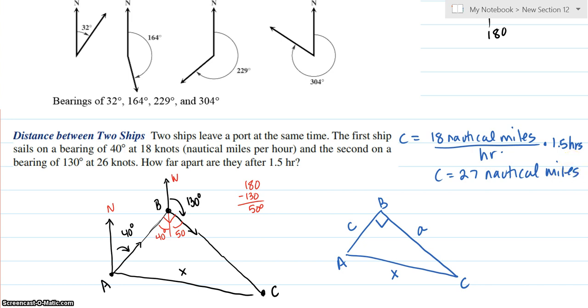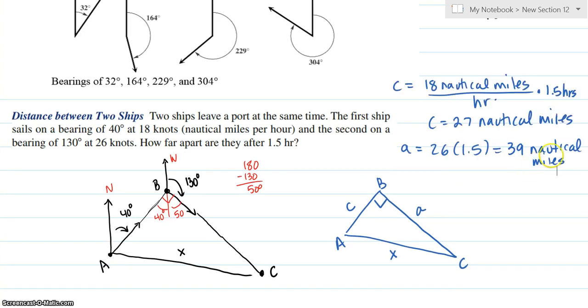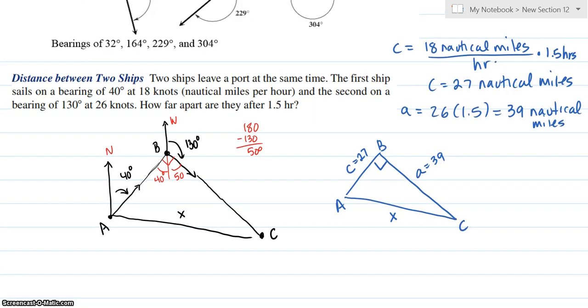We can do the same thing for the A. We know that A is 26 times the 1.5. The same logic here. And so you would get nautical miles. So we know that C is 27. We know that A is 39. And we actually do have a right triangle with two sides. We could use the Pythagorean theorem here, can't we?